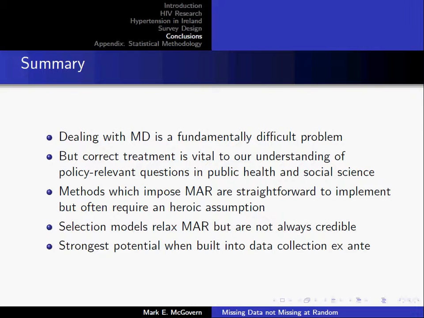Methods which impose missing at random are straightforward to implement, at least in a mechanical sense, but I think oftentimes they require this heroic assumption, which we have to impose and we can't test. Selection models relax missing at random, but they're not always credible. For that reason, I think the strongest potential is when we build these into data collection ex ante.